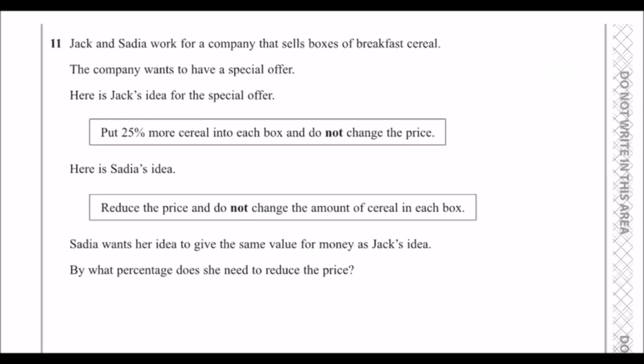Question 11. Jack and Sadia work for a company that sells boxes of breakfast cereal. The company wants to have a special offer. Here is Jack's idea for the special offer. Put 25% more cereal into each box and do not change the price. And Sadia's idea, reduce the price and do not change the amount of cereal. Sadia wants her idea to give the same value for money as Jack's idea. By what percentage does she need to reduce the price?